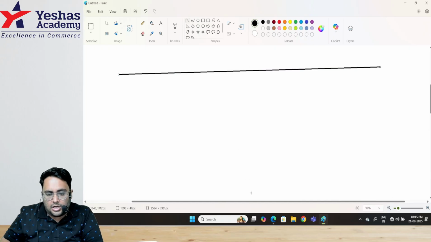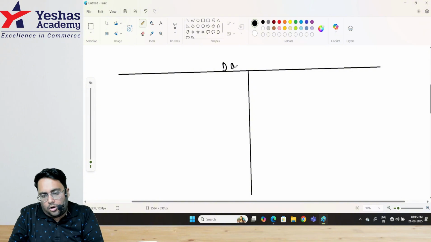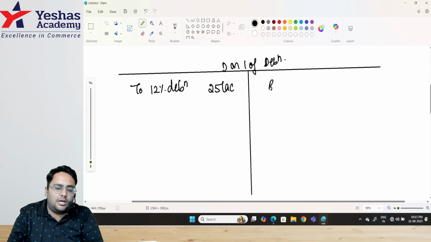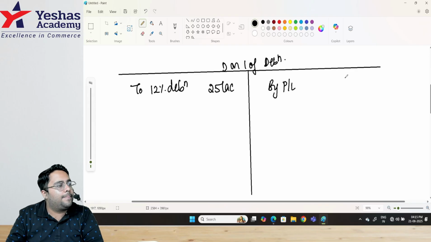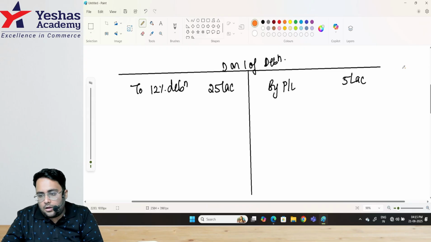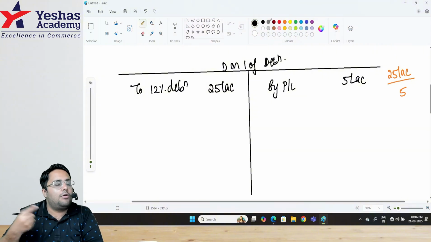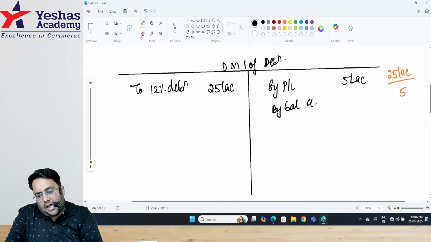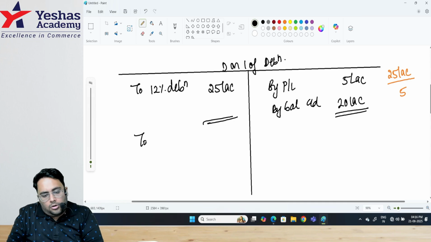If this is your ledger account, discount on issue of debenture, how should I start my entry? To 12% debentures account, 25 lakh. At the end of the year, by P&L account, how much? 5 lakh. How 5 lakh, sir? 25 lakh divided over 5 years, 5 lakh will be taken to P&L account every year. Then by balance carried down, 20 lakh. In the second year, to balance brought down, 20 lakh.